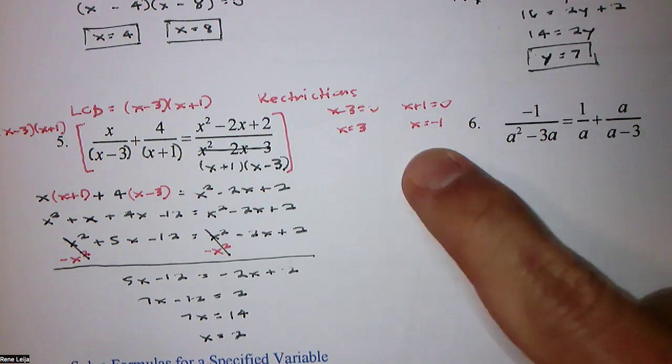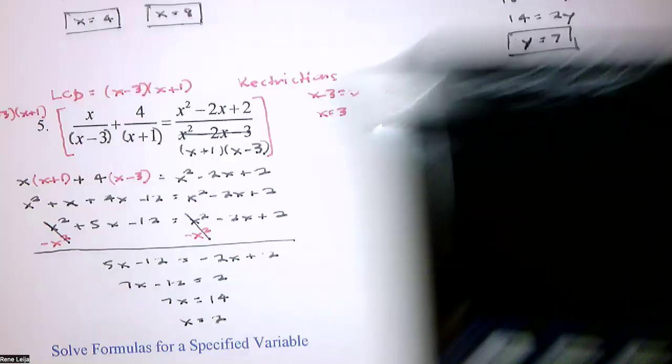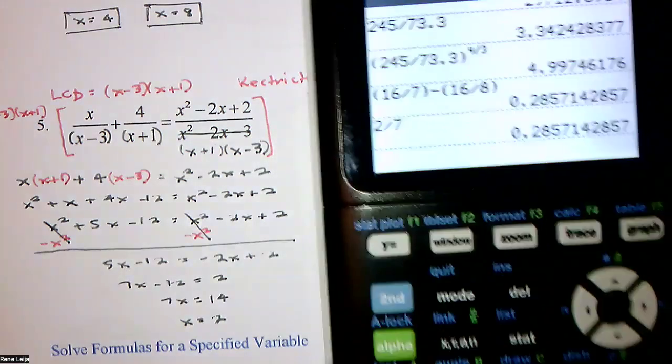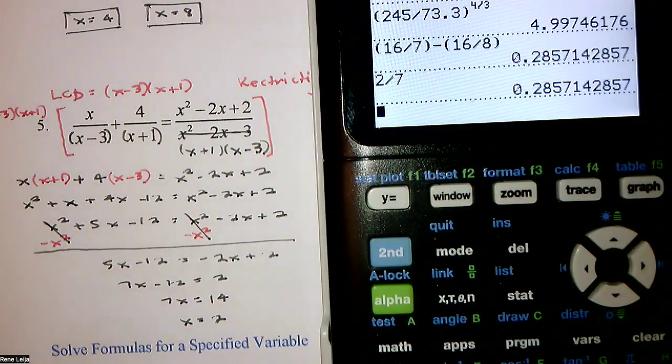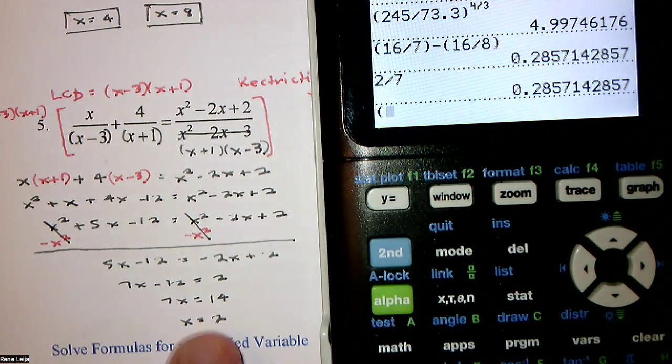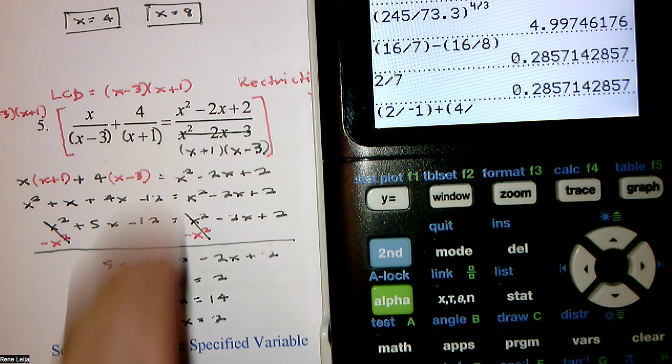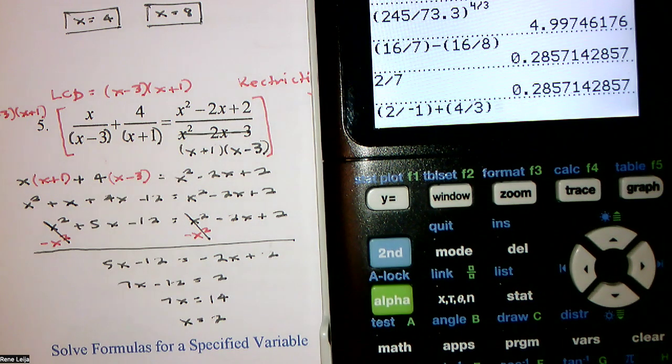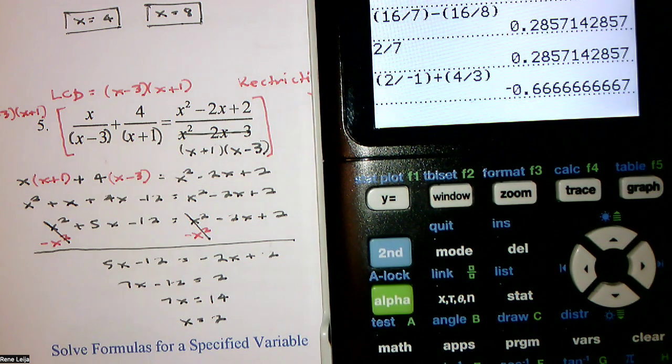And notice this is not one of my values that's restricted. So far, so good. So now I'm going to check. Okay, well, this one might be a little bit cumbersome. So in parentheses, we have x over x minus 3. So we're going to check the 2. So that's 2 over, well, 2 minus 3 is a minus 1, plus, open parentheses, 4 divided by, well, 2 plus 1 is 3. And that's what we get.